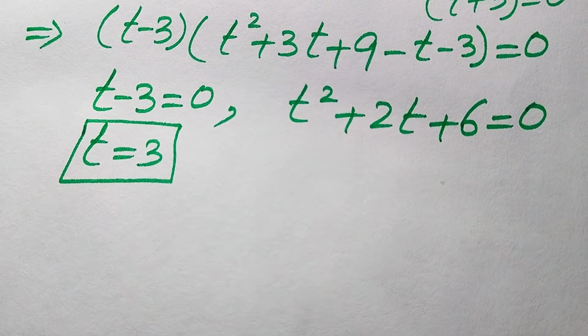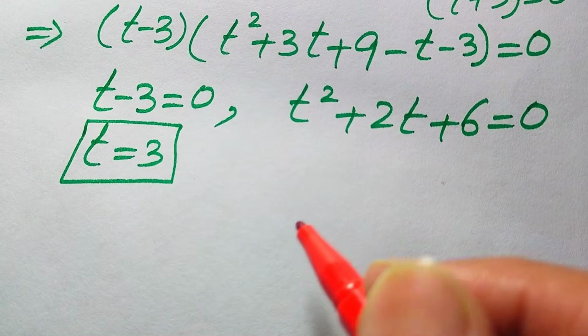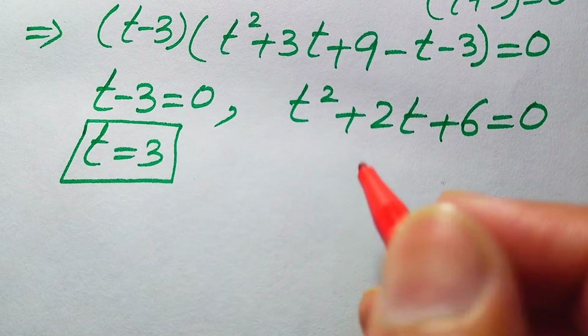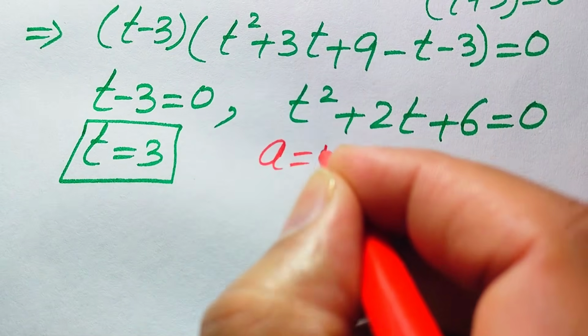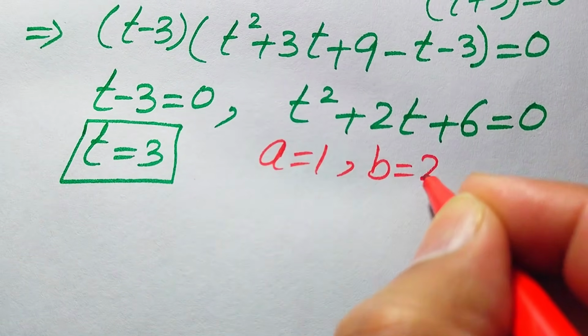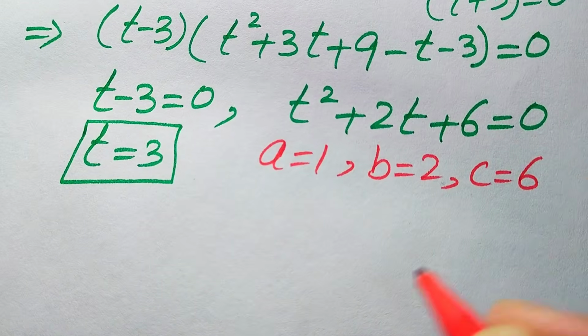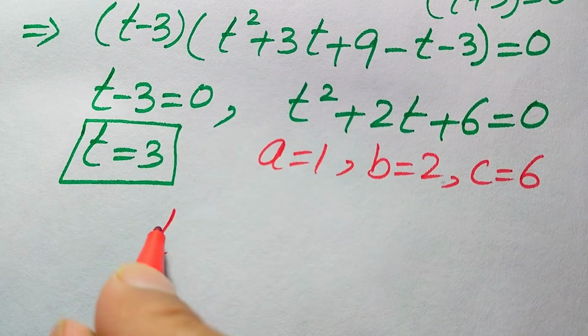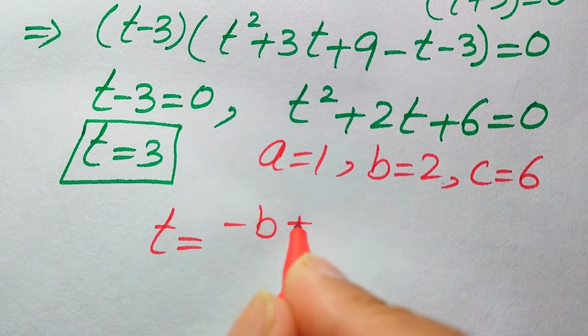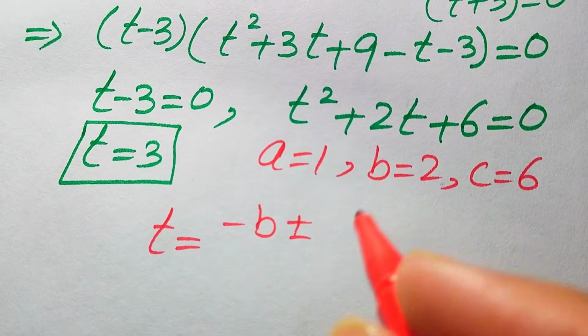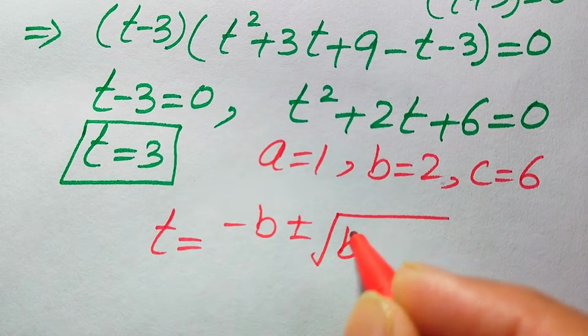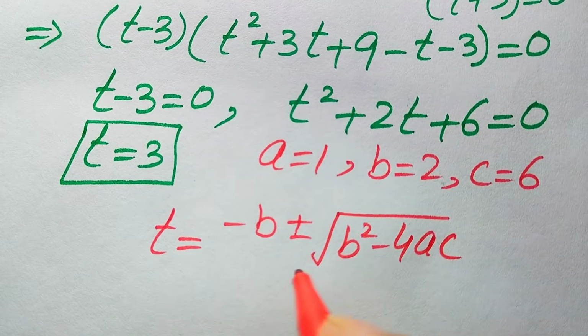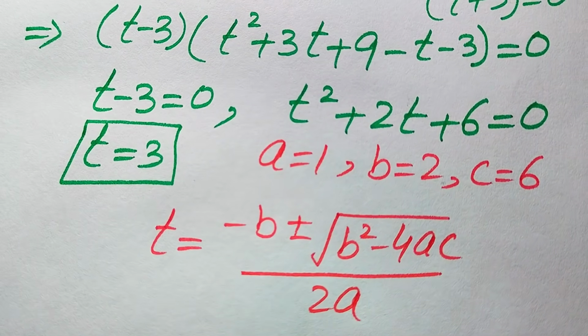And now here, in order to find the other roots, we need to solve this quadratic equation. So in order to solve this equation, we use the quadratic formula. For this, we need to write the coefficients of this equation, and its coefficients are a equals to 1, b equals to 2, and c is equal to 6. And we state the quadratic formula as t equals to minus b plus minus square root of b square minus 4 times of ac divided by 2 times of a.